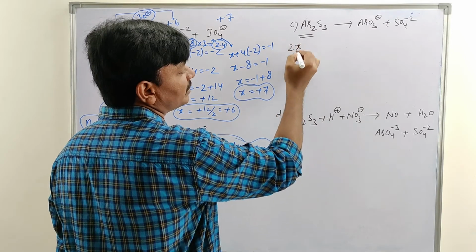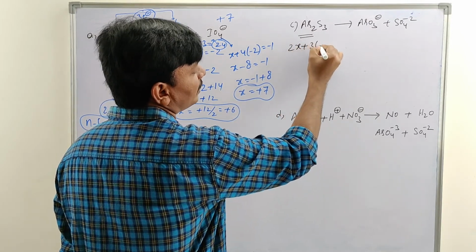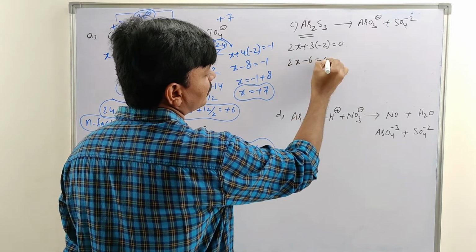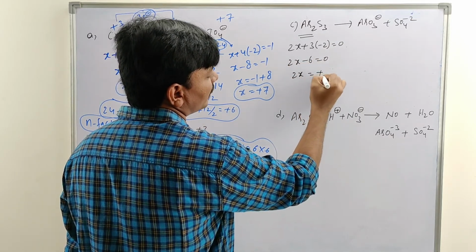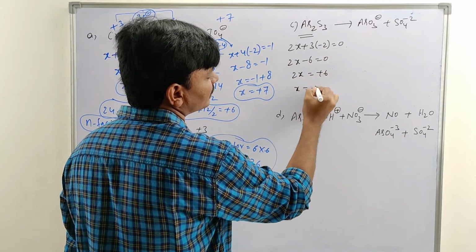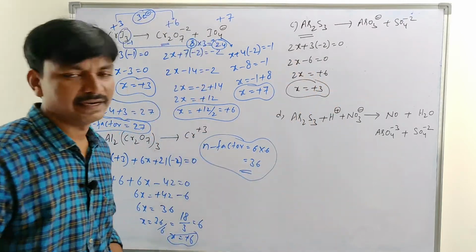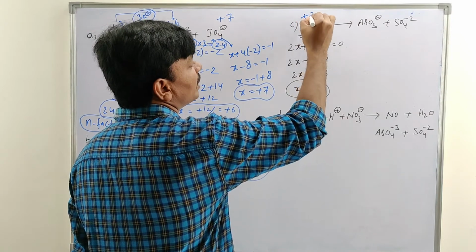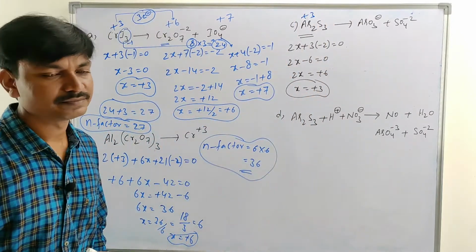2 arsenic atoms means 2x plus 3 into minus 2 equal to 0. Okay, 2x minus 6 equal to 0. 2x equal to plus 6. X equal to plus 3. Okay, clear? Each arsenic oxidation number will be plus 3 in As2S3.